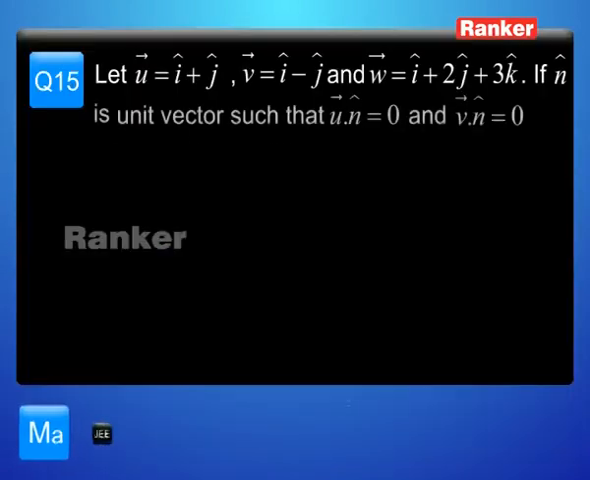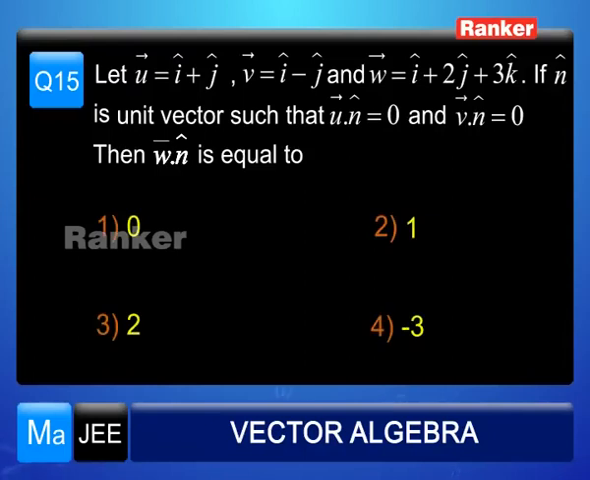Question number 15. Let u bar be equal to i cap plus j cap, v bar be equal to i cap minus j cap, and w bar is equal to i cap plus 2j cap plus 3k cap. And if n cap is a unit vector such that u bar dot n cap is 0 and v bar dot n cap is 0, then w bar dot n cap is equal to: first option 0, second option 1, third option 2, fourth option minus 3.